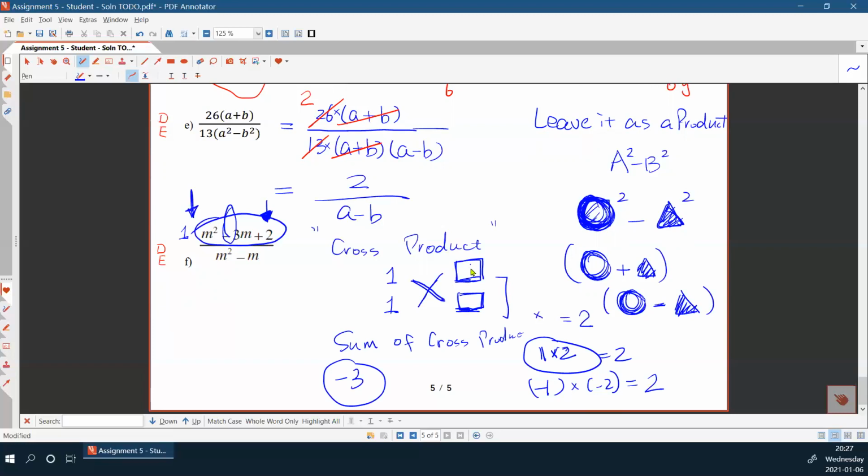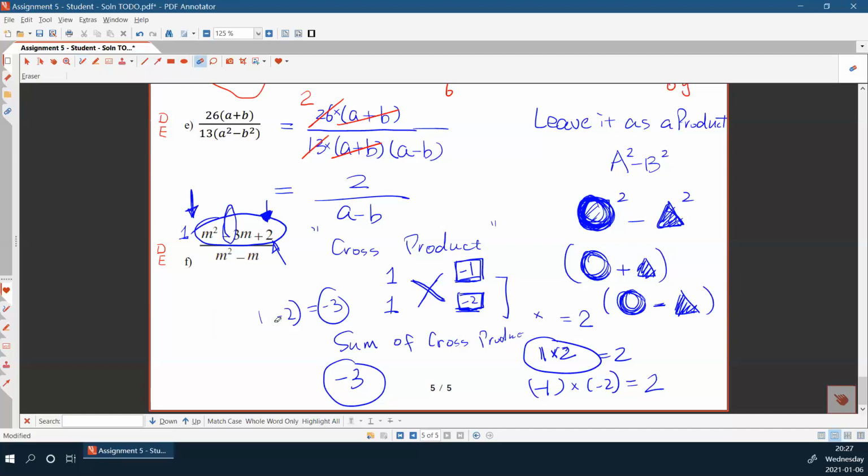So what numbers are there? It should be -1 and -2, right? Because -1 times 1 is -1. -2 times 1 is -2. -1 plus -2 is -3, which is equal to the coefficient of the first order term, right? And also -1 times -2 gives us a 2, which is the constant term, right?